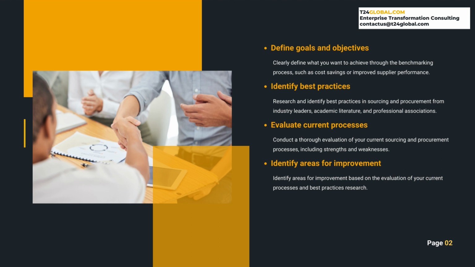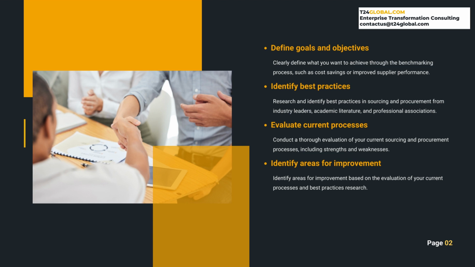3. Evaluate current processes. Conduct a thorough evaluation of your current sourcing and procurement processes, including strengths and weaknesses. Key components of this step include mapping out current processes and identifying pain points and bottlenecks. Key roles involved in this step include procurement and supply chain managers, as well as process improvement specialists.